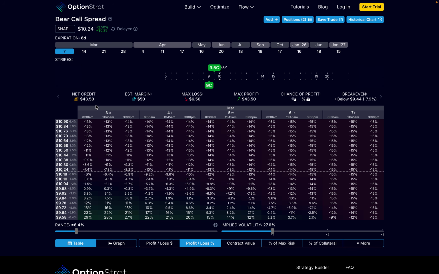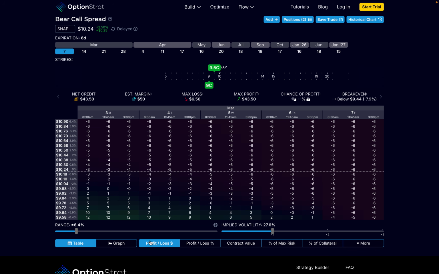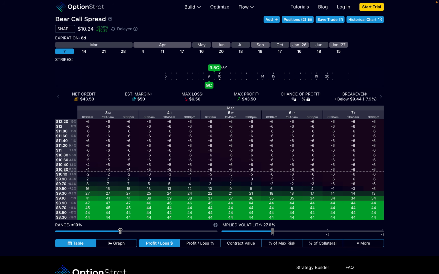How much? About $43.50. And if we take a look here, our max loss is going to be around $6. Our max profit is around $43, $44 here. We also see our break even here. And if we actually take a look at this, we can see what our profit or loss might be depending on the share price and depending on the date here.